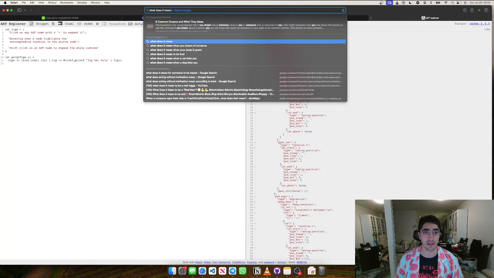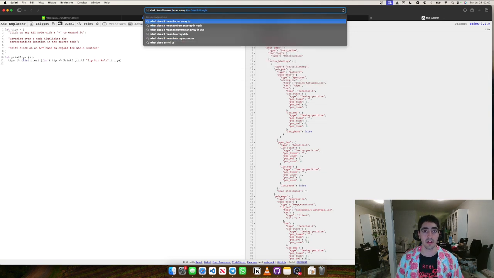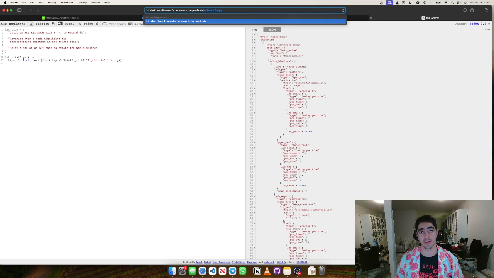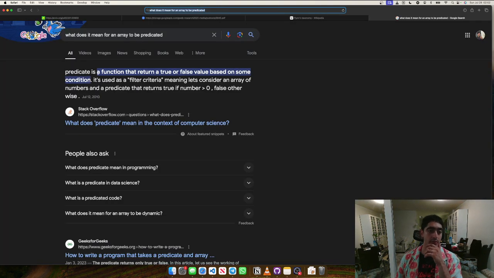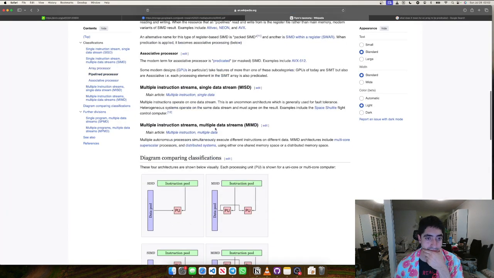What does it mean for an array to be predicated? A predicate is a function that returns a true or false value based on some condition. Okay. Multiple instruction streams, single data stream. Multiple instructions operate on one data stream.